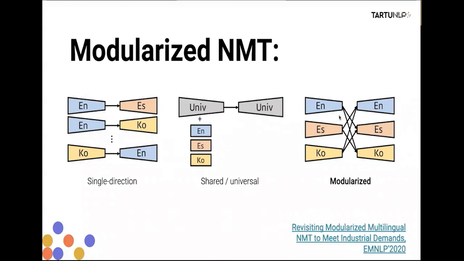So the benefit of the modularized approach is that the English encoder is trained with much more English data than in the single direction case. The single direction system for English to Spanish only sees the English from the English-Spanish parallel data, and English-Korean sees the English from English-Korean parallel data. Whereas this modularized system sees English in the encoder from both English-Spanish and English-Korean data, or we decode into English with Spanish to English as well as Korean to English, and so it just sees more data there.